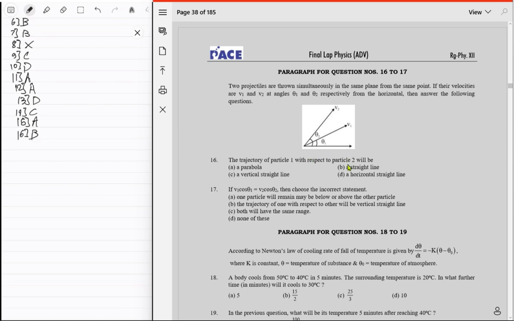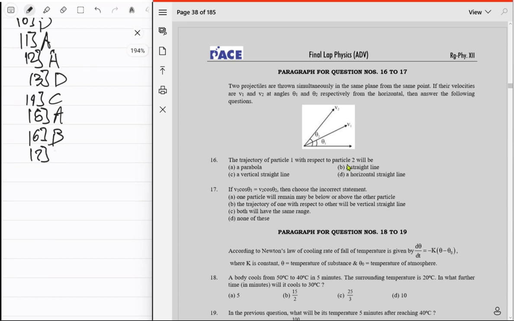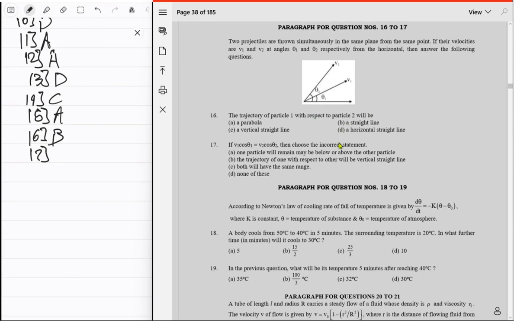This is again like JEE Main type. 17. v1 cos theta 1 equal to the horizontal velocity, same for both. Just the correct option. One particle will remain, it may be below or above the other particle. Yes, throughout its motion at least that one will remain above. The trajectory of one with respect to the other will be a vertical straight line, till one of them actually goes down, right? With the incorrect statement. Okay, so one is correct, B is correct. Both will have the same range, that's wrong, time period. So C is wrong.